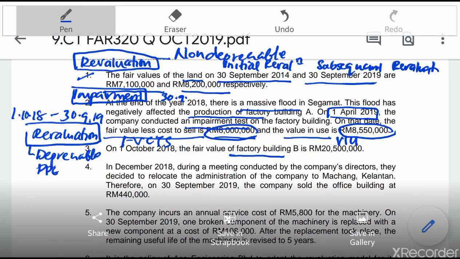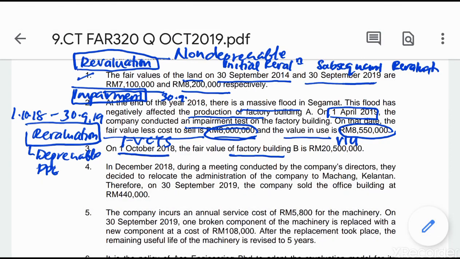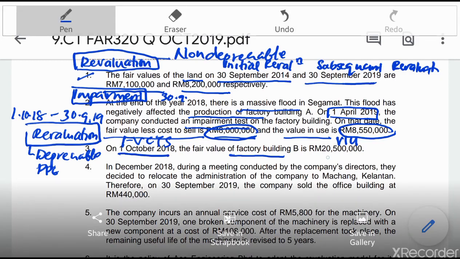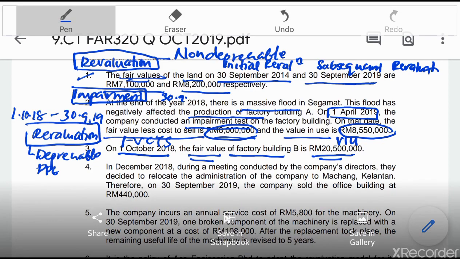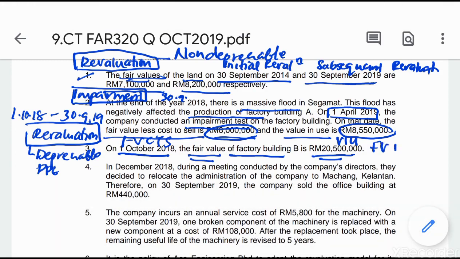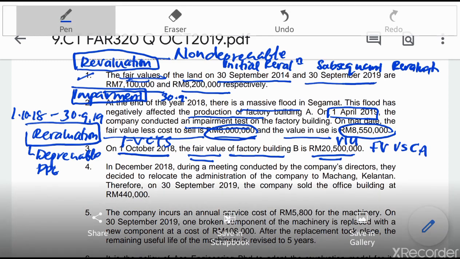And you are informed that at the beginning of the year, 1st of October, the fair value is 20.5 million. Right? Don't get confused with the fair value here. This one is for building. So you need to compare the fair value with the carrying amount on 1st of October 2018. And this is just an initial revaluation for the factory building. And then we go to number 4.